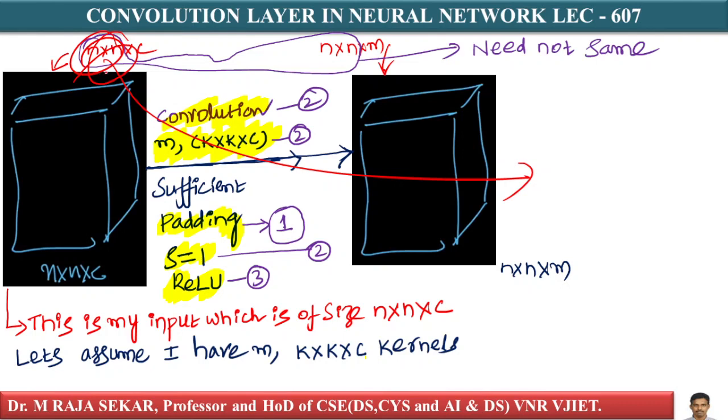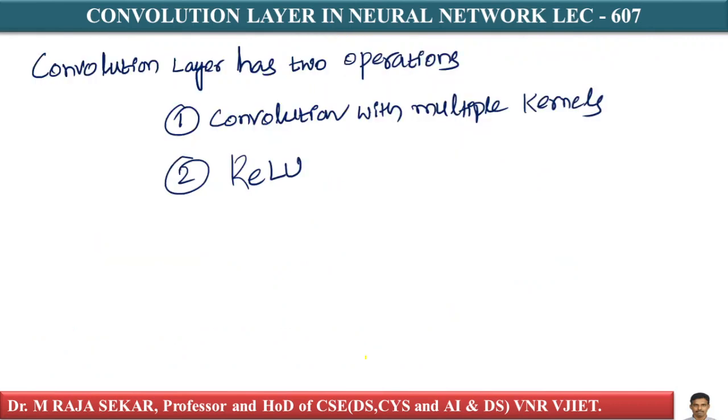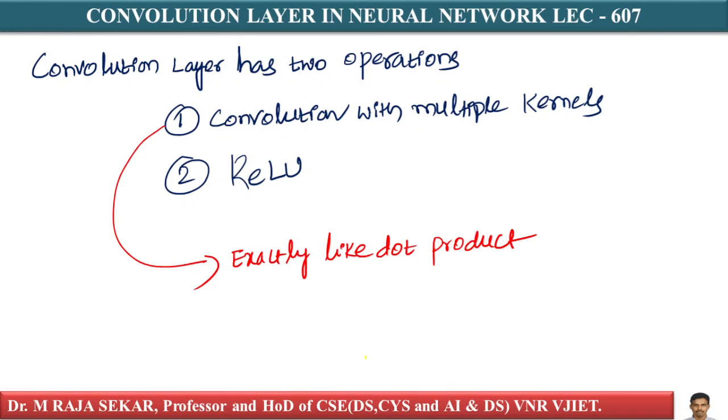This is one layer, called a convolutional layer. So convolutional layer literally has two operations. What are those two operations? Convolution with multiple kernels followed by ReLU. And what is convolution? Convolution is just like dot product, isn't it? That's the relation between multilayer perceptron and convolutions that we learned in our previous lecture itself, isn't it?